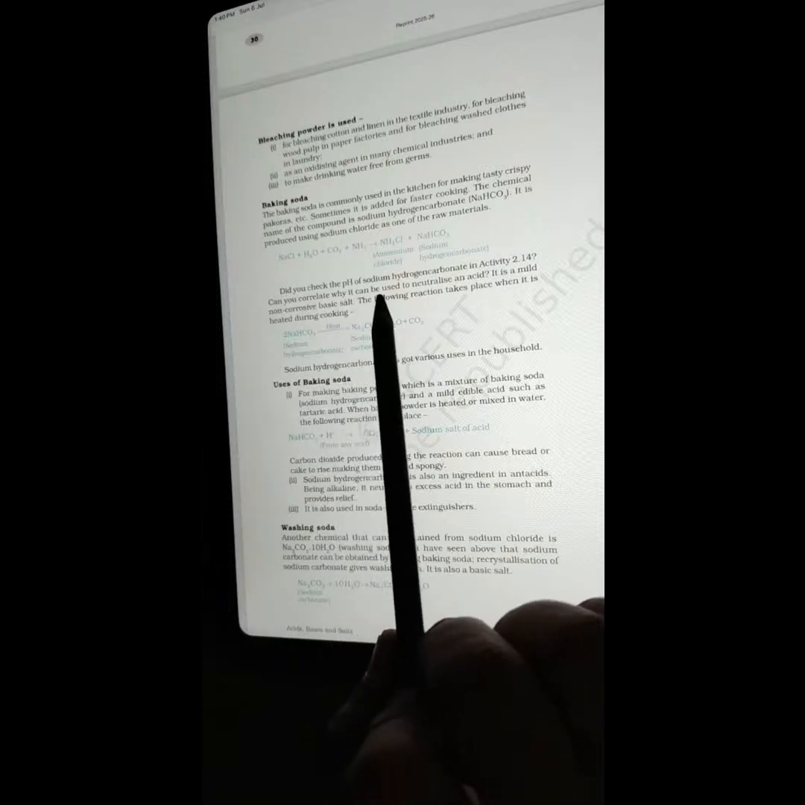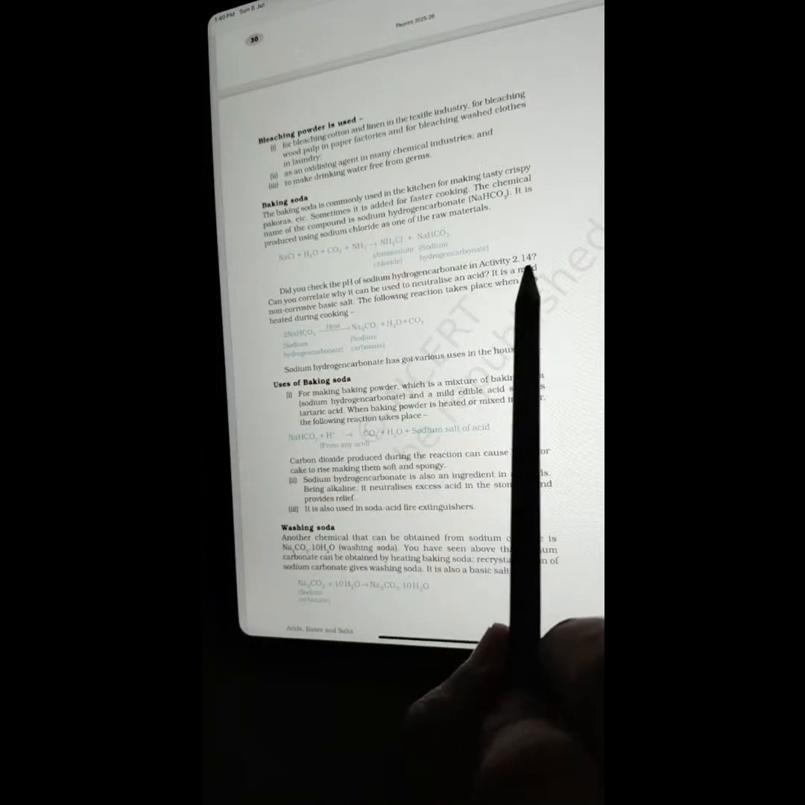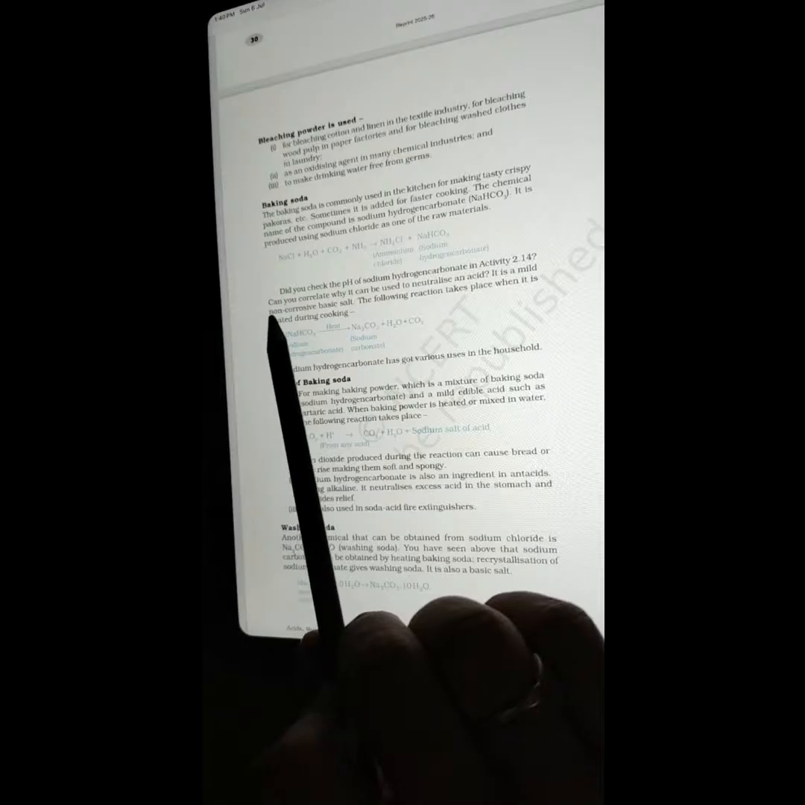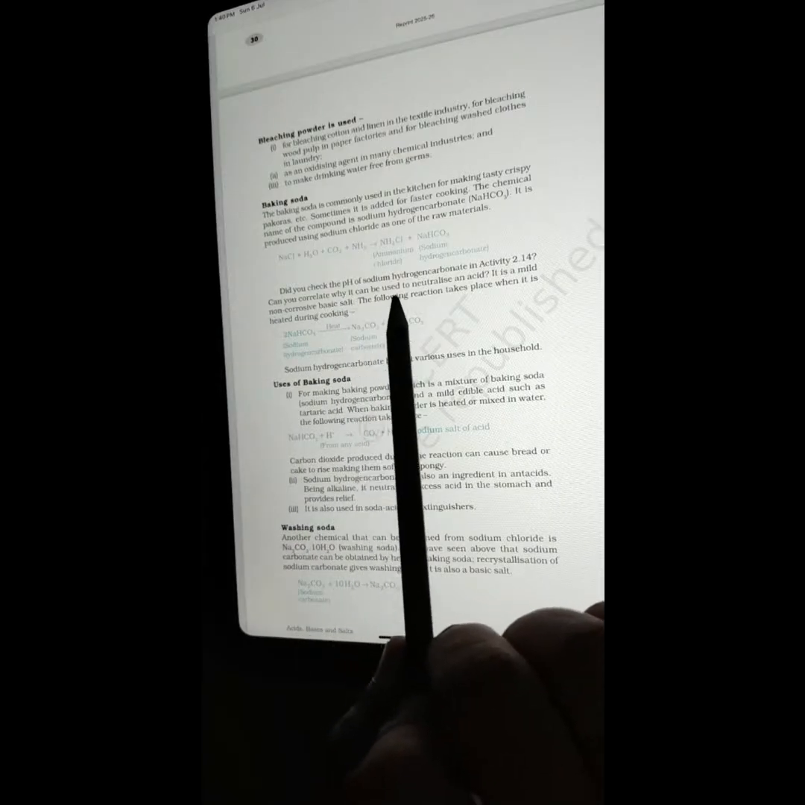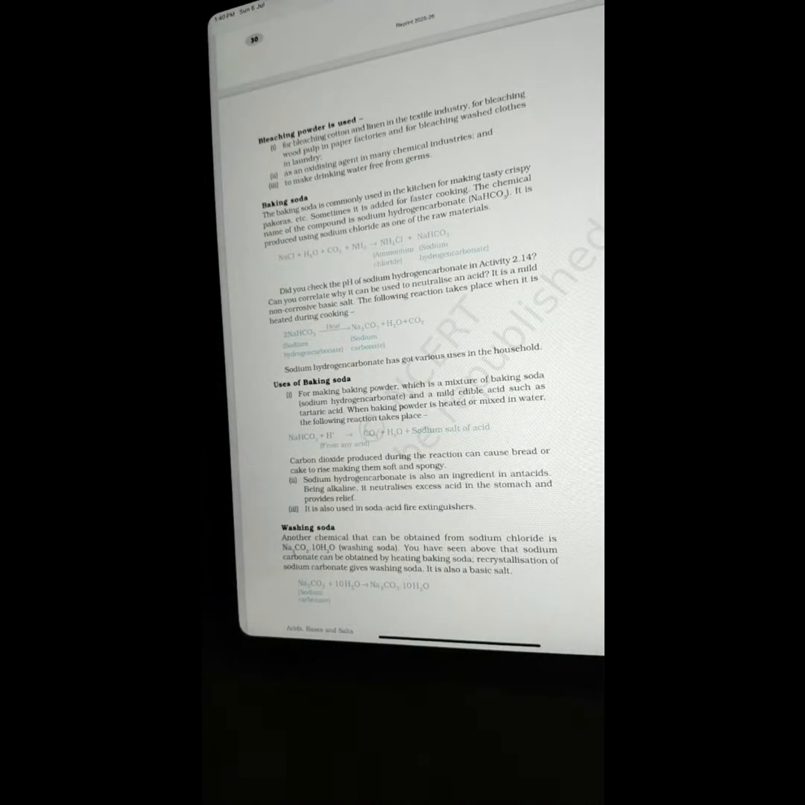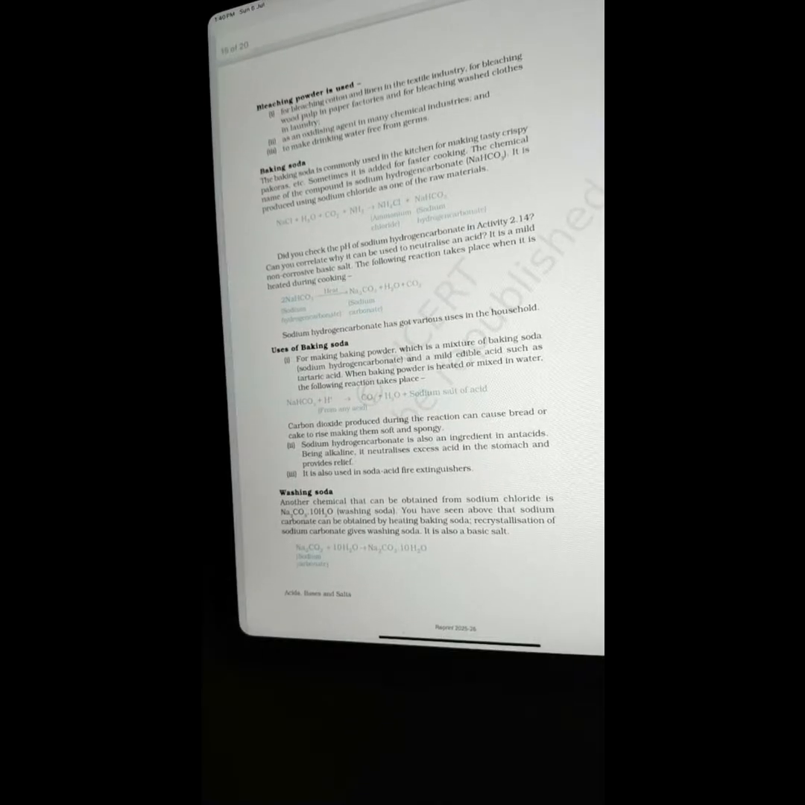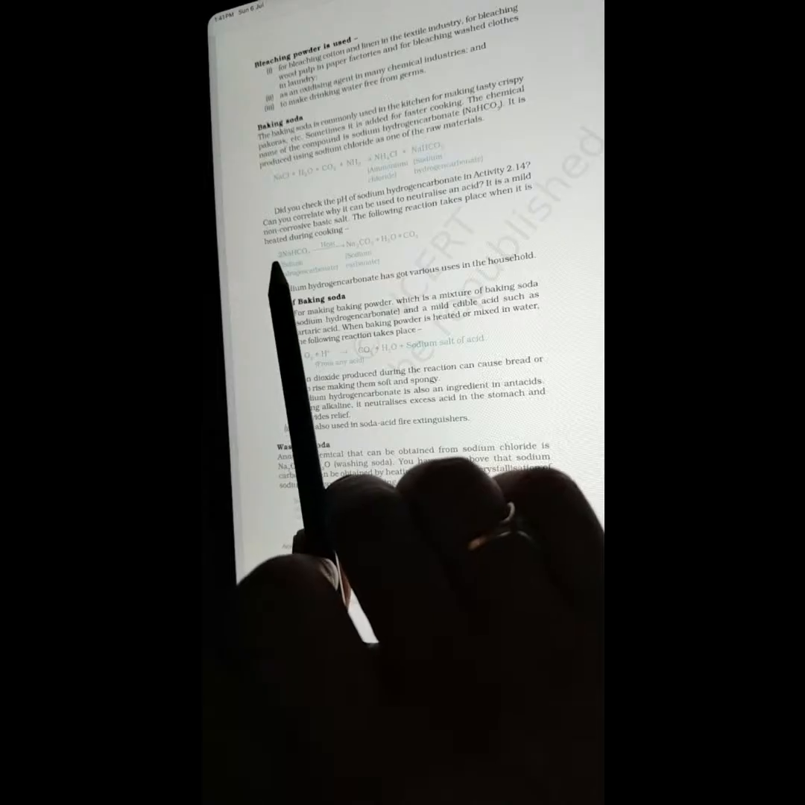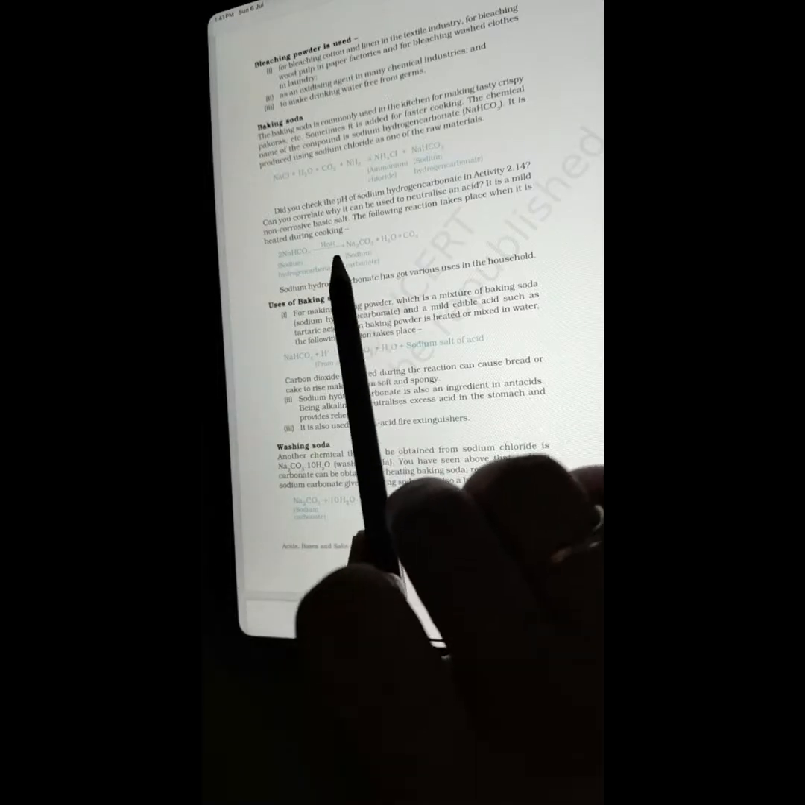Did you check the pH of sodium hydrogen carbonate in activity 2.14? Can you correlate why it can be used to neutralize an acid? It is a mild, non-corrosive basic salt. The following reaction takes place when it is heated during cooking. Whenever sodium hydrogen carbonate, 2NaHCO3, is heated, it forms sodium carbonate Na2CO3 + H2O + CO2.